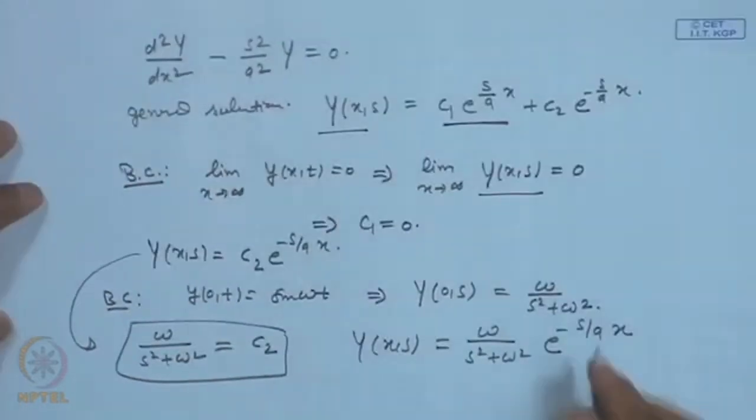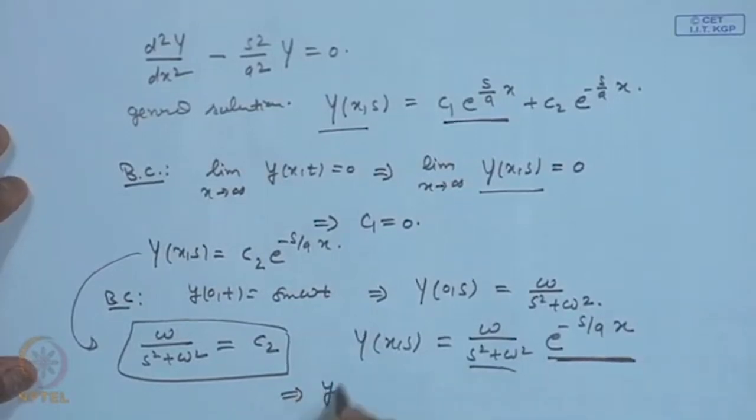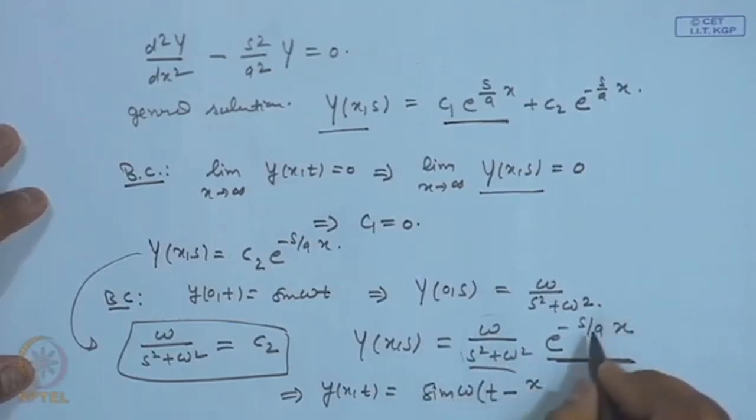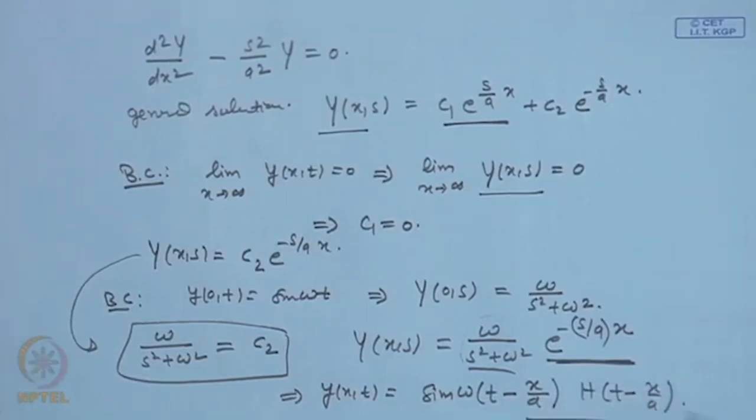and now we can apply the second shifting theorem to get this inverse. So this is simply y(x,t), because this is sin omega t. So we have sin omega, and due to this shift we have t minus x over a, and we have the Heaviside function of t minus x over a. So this is the solution.